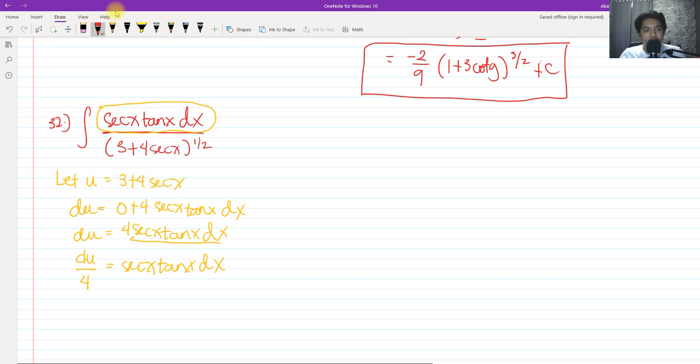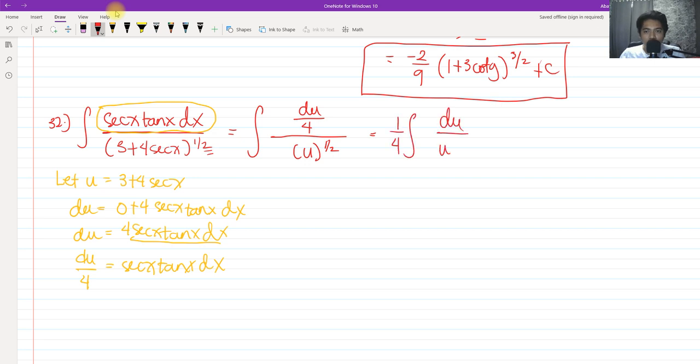Okay, so what we're going to do is we simply substitute it. So we have secant of x tangent of x dx, that's du all over 4, all over 3 plus 4 secant of x, of which we let that as our u. That should be raised to 1/2 because of the exponent here. So factoring out the constant 1/4, we have the integral of du all over u raised to 1/2. But of course, we can use the power formula here by using the properties of exponents, wherein we are going to get the reciprocal of this denominator, but we are going to negate its exponent.